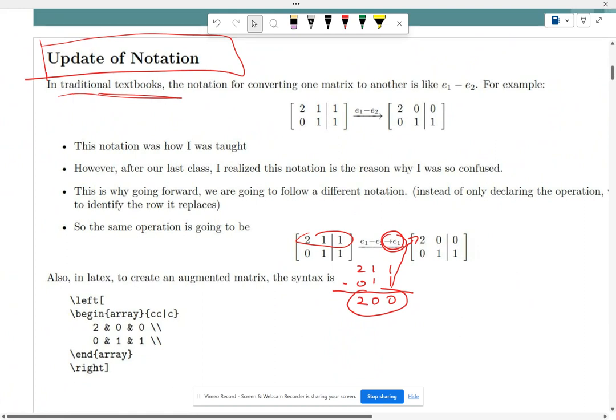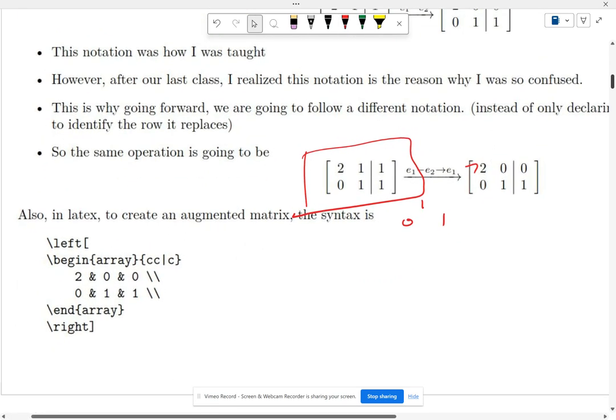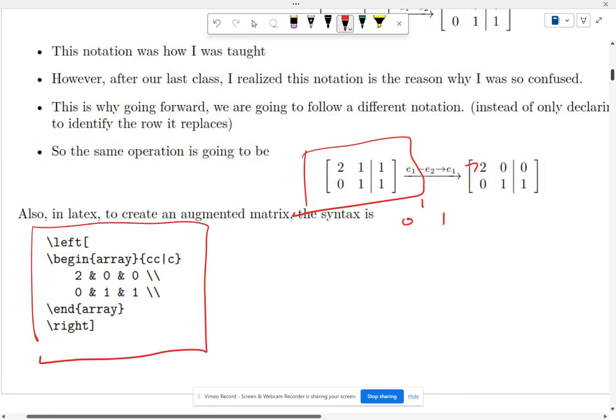Also, if you are writing these kinds of augmented matrices in LaTeX, the syntax is like this. You want to use array, with left and right creating this. The array gives you two numbers, and then this one right here says it's two numbers and then the third number after the slash. That's what this means here.